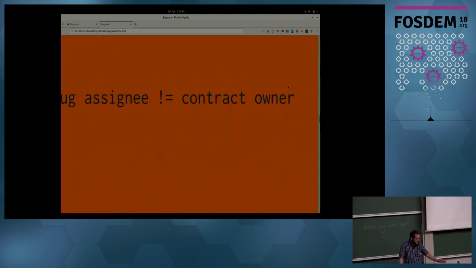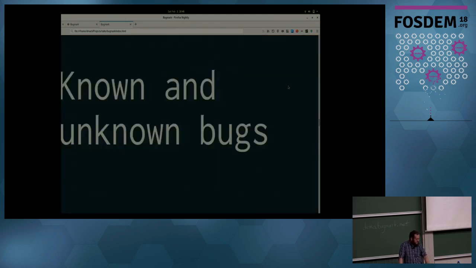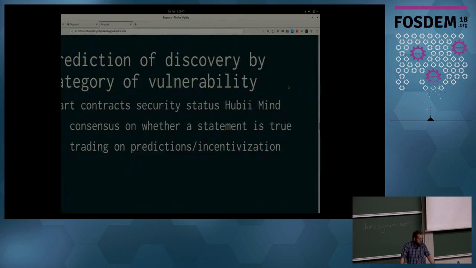The bug assignee does not necessarily have to be the same as the contract owner. It's never enforced that the owner of either side of the contract is the original reporter or the assignee.